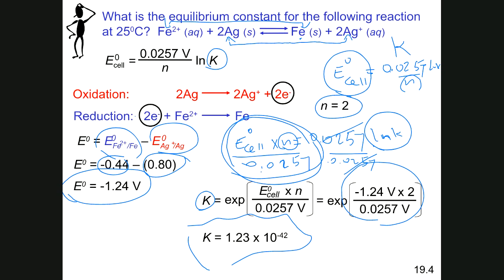This K value is much lower than 1. That means the reaction is non-spontaneous. And we also saw that E0 is negative for the cell. If it's a negative value, it means it's non-spontaneous. So if you want to check your answers, then it's basically correct.